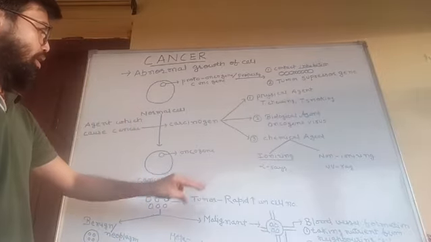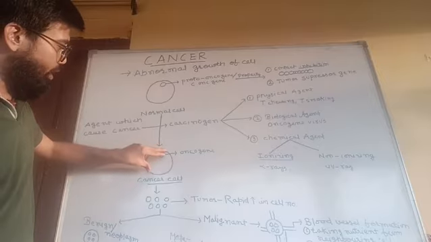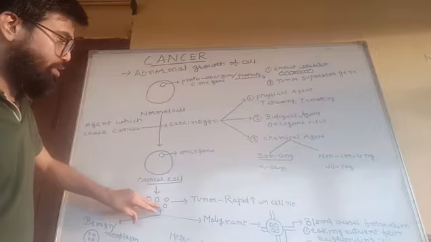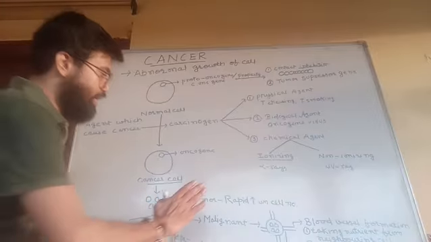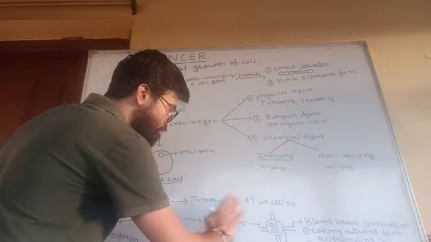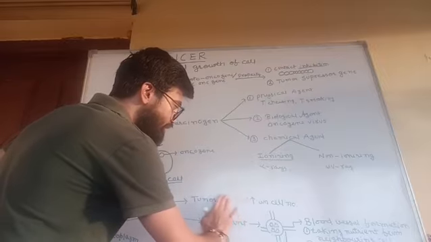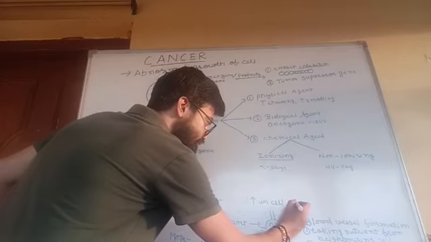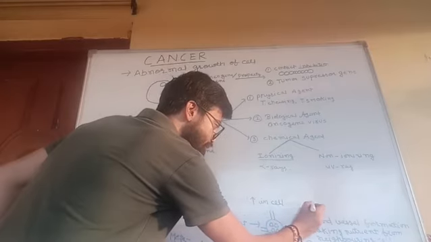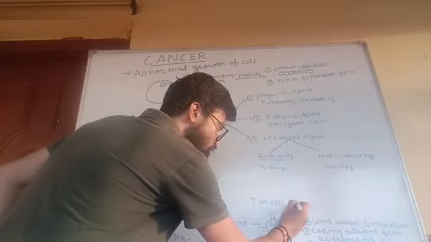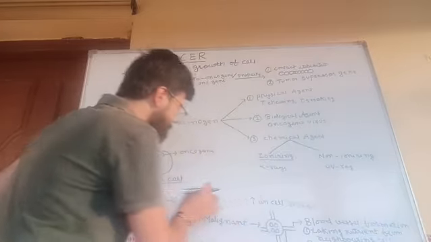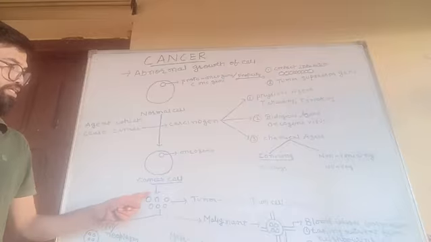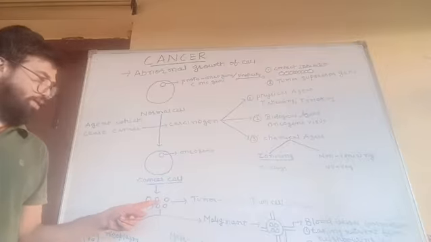Now, as you know, this is one cancer cell. When there are many cancer cells, meaning a mass of cancer cells, here you have to write: increase in cell mass of cancerous cells is known as tumor.